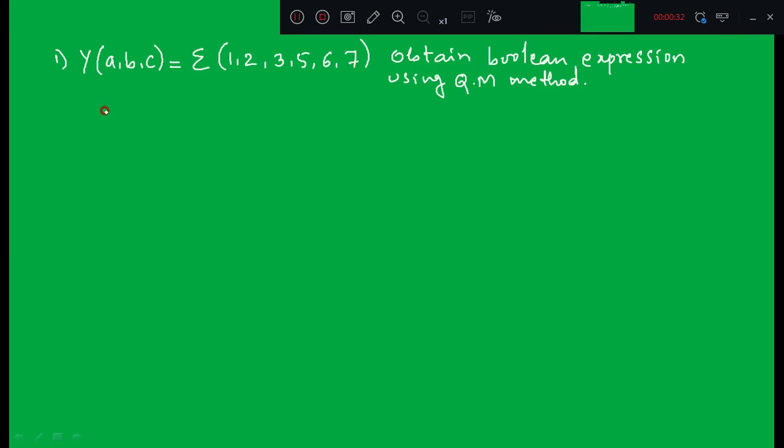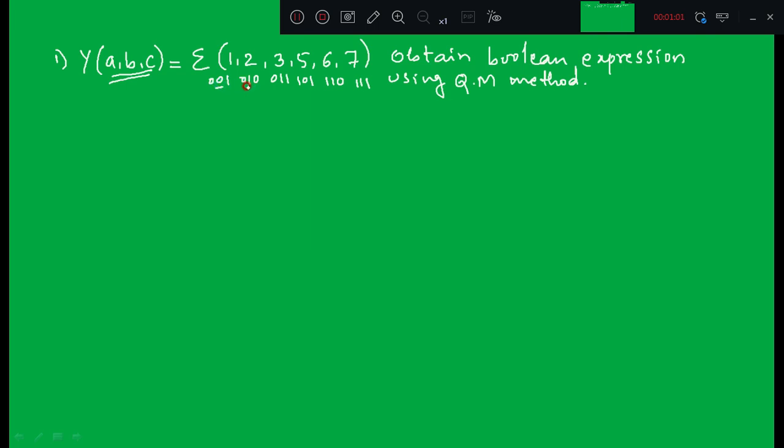Okay, so let us prepare the first table. Before that, you just write down below the given question itself the binary equivalent of those minterms. The binary equivalent of 1 is 001. Why am I using 3 bits here? Because the given function has 3 input variables. Similarly, next 010, 011, 101, 110, 111, right?